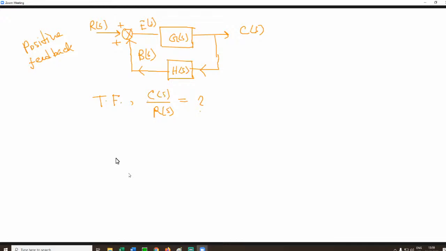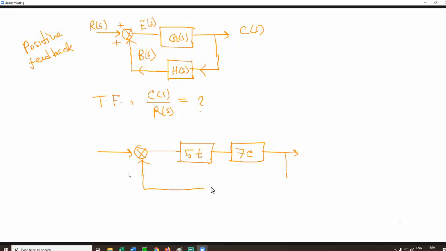Then we can give another example. CSRS. Okay, can you find the transfer function? Okay, please find it for these two circuits.